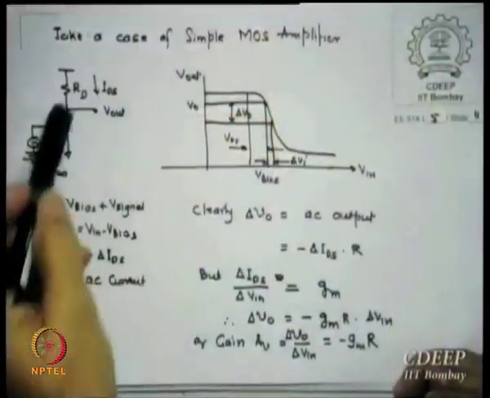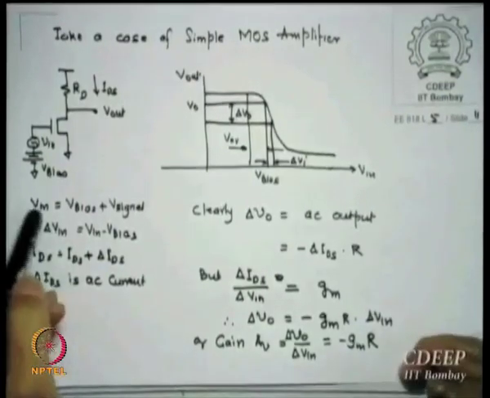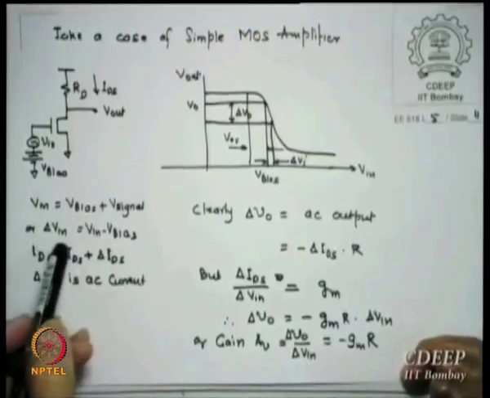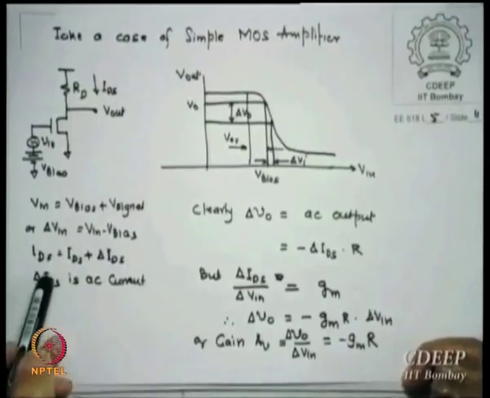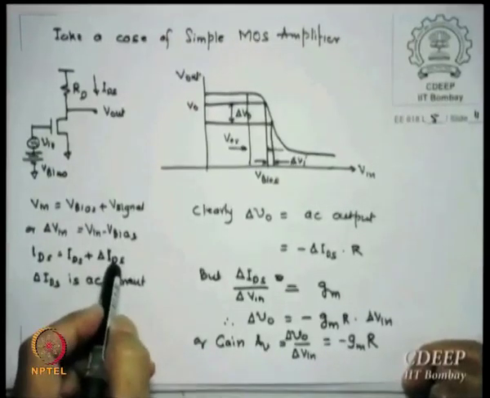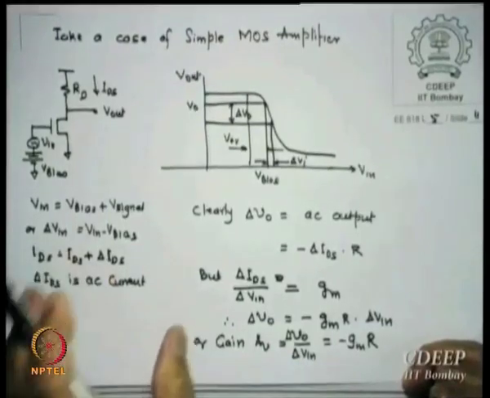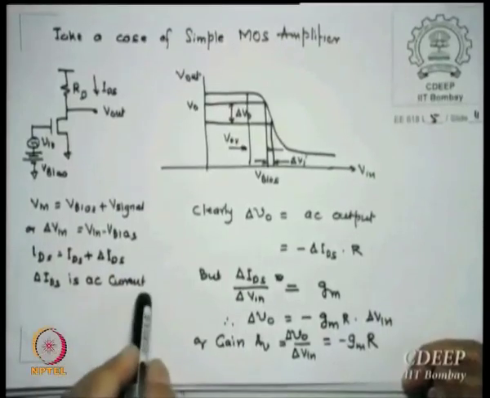If you have a MOS amplifier and right now the load is RD, I start looking at the input VIN, which is V bias plus V signal. So the change delta VIN, which is the signal, is VIN minus V bias. We always define small ids, capital IDS, as equal to small ids, which is the AC or time varying current, and this is DC. This is how small signal values are expanded. Delta IDS is the AC current.